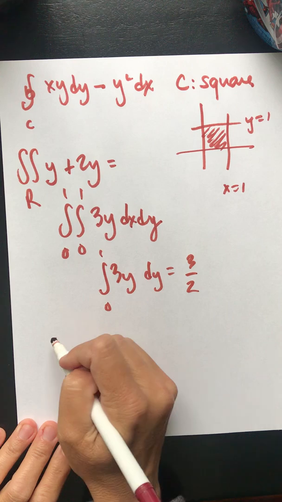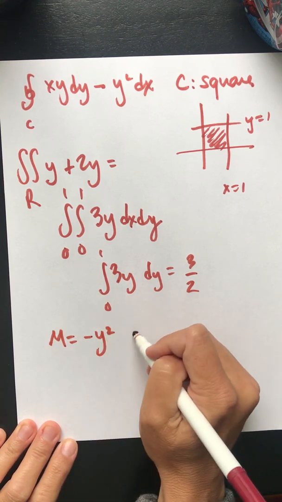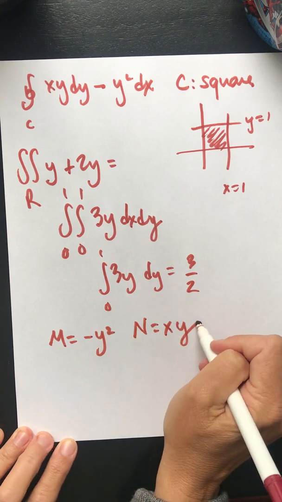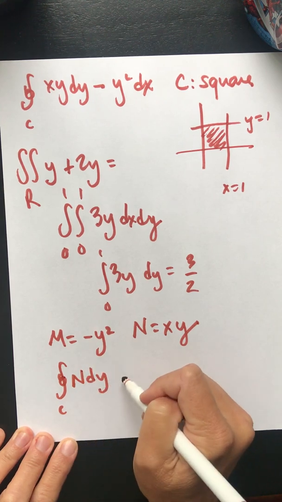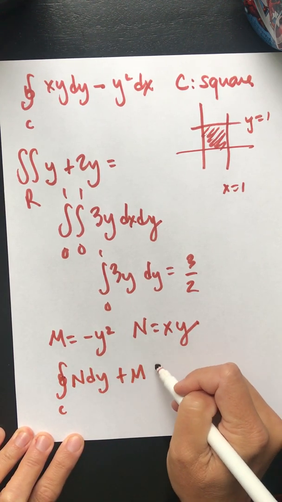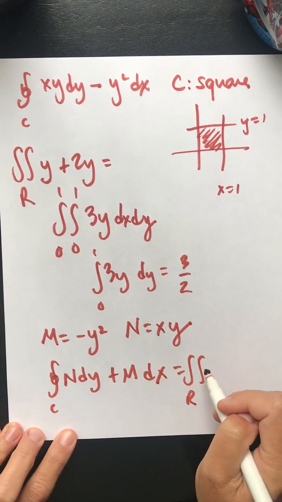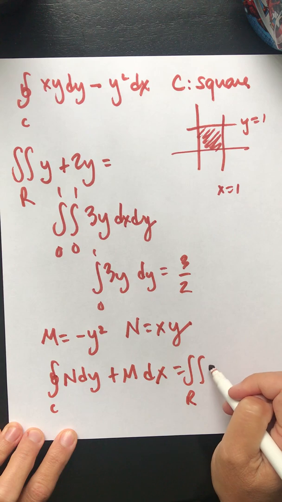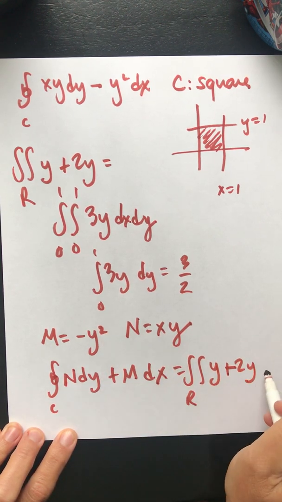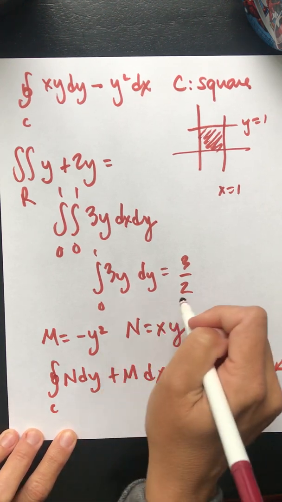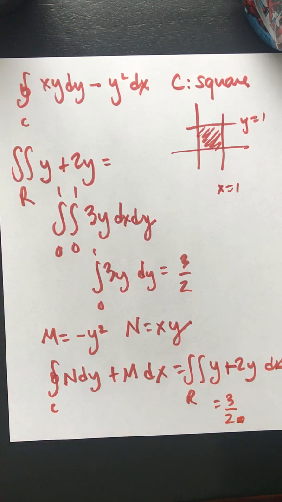We also could have let m is negative y squared and n could be xy. So around n dy plus m dx, this turns into the double integral over the region of dn dx minus dm dy, which is the exact same integral that we got here. So we're also going to get 3 over 2.